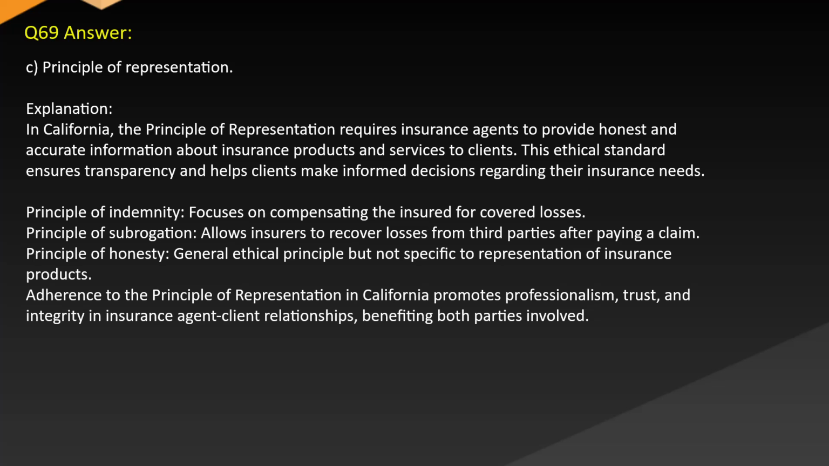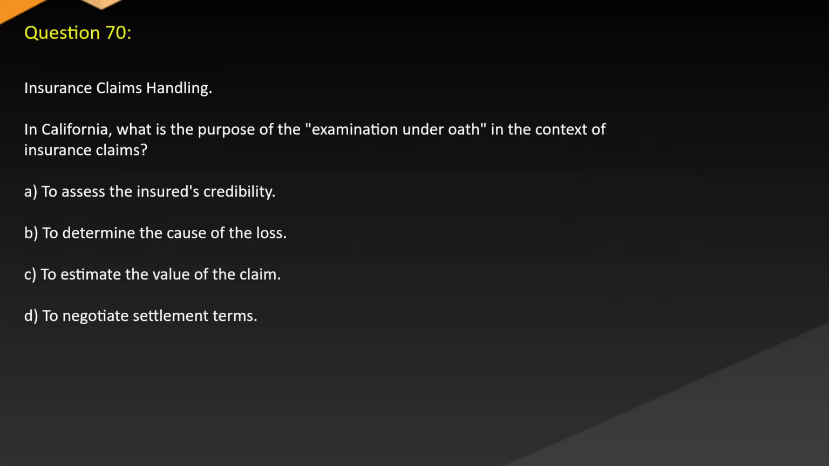Adherence to the principle of representation in California promotes professionalism, trust and integrity in insurance agent-client relationships, benefiting both parties involved. Question 70. Insurance claims handling. In California, what is the purpose of the examination under oath in the context of insurance claims? A. To assess the insured's credibility. B. To determine the cause of the loss. C. To estimate the value of the claim. D. To negotiate settlement terms.